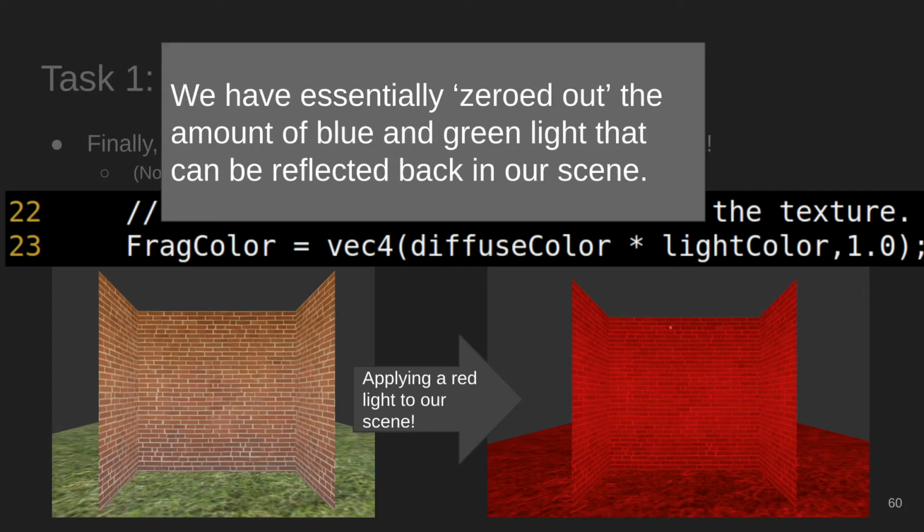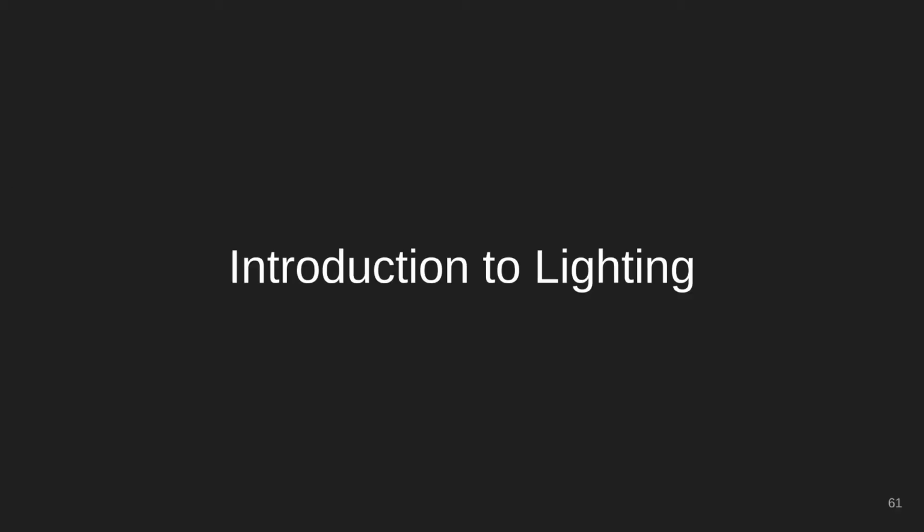Okay, so by having a red light in our scene, or telling our shader, hey, there's only red light in our scene, we've essentially just zeroed out all the blue and green light that can be reflected back in our scene. Okay, so that's how we've represented color.